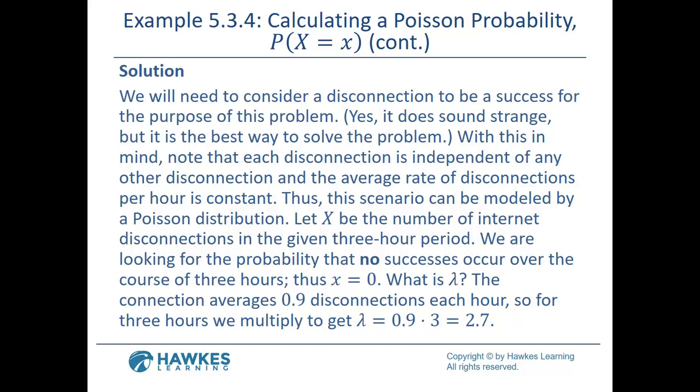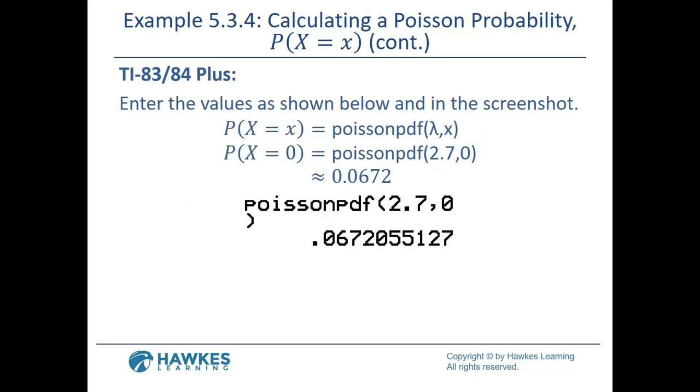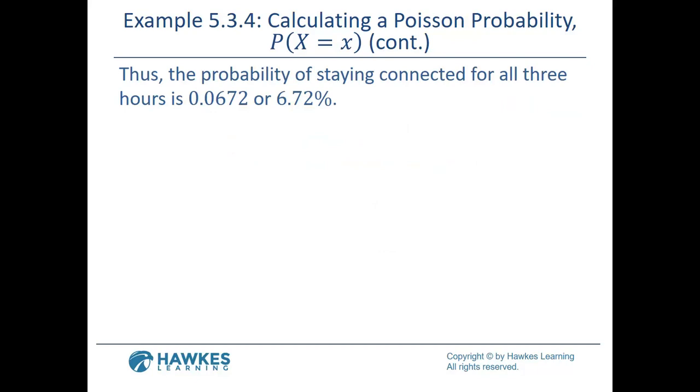Again, I'm just going to use the calculator to help me out here. I know that I'm looking for exactly 0, meaning no disconnects whatsoever. So we have the probability that x equals 0 using our Poisson distribution with our mean being 2.7, our x value being 0, which is going to give us about 0.0672. Okay, and basically we can say that the probability of staying connected for all 3 hours is actually 6.72%.